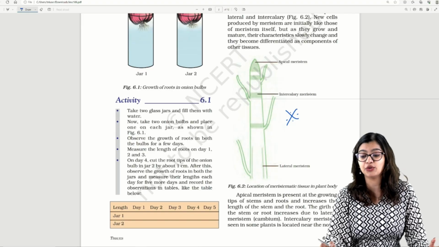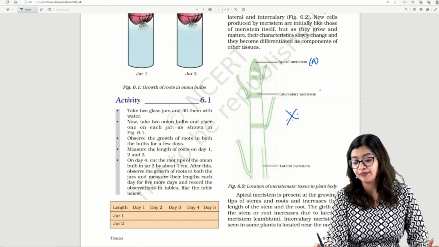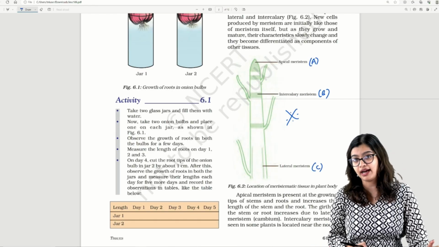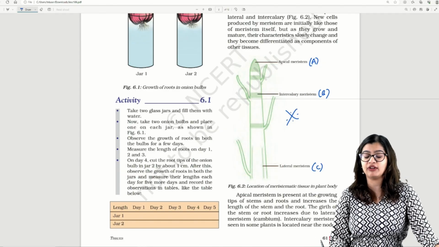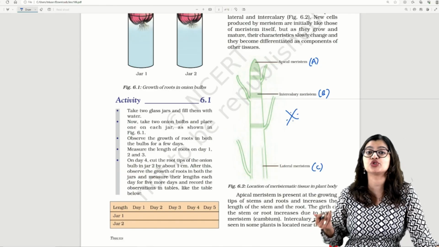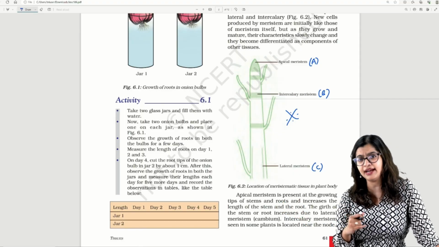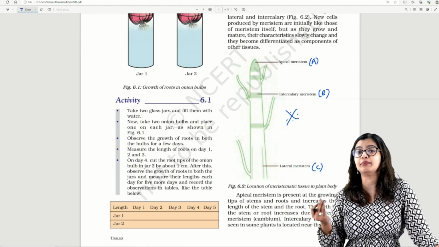And they can ask you to identify what is A, B, C, right? And they'll ask you which part is responsible for elongation of the stem, which is responsible for increase of girth, right? So such kind of questions can be asked.